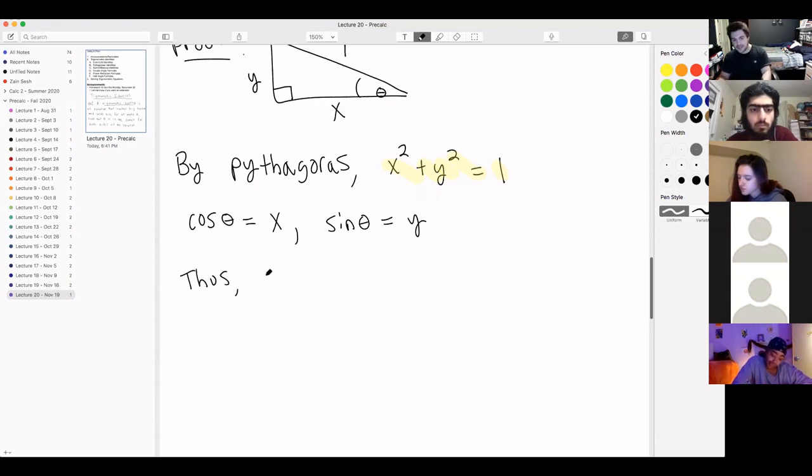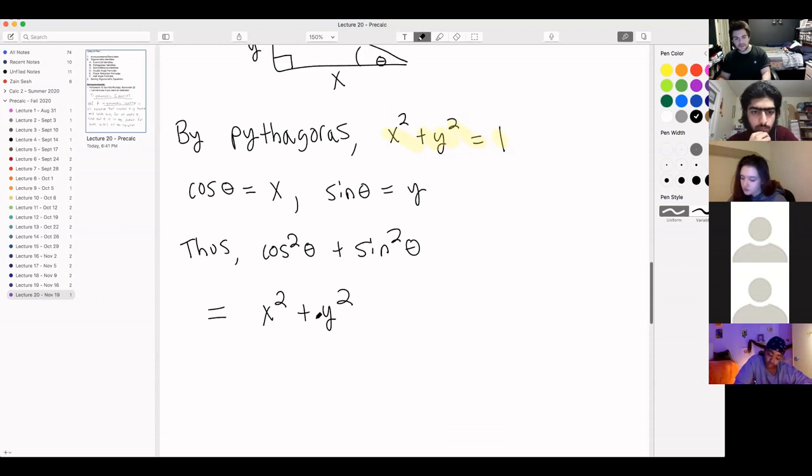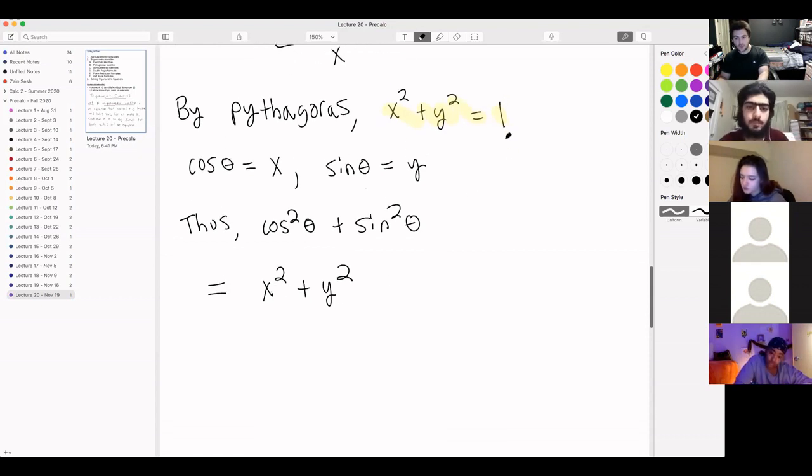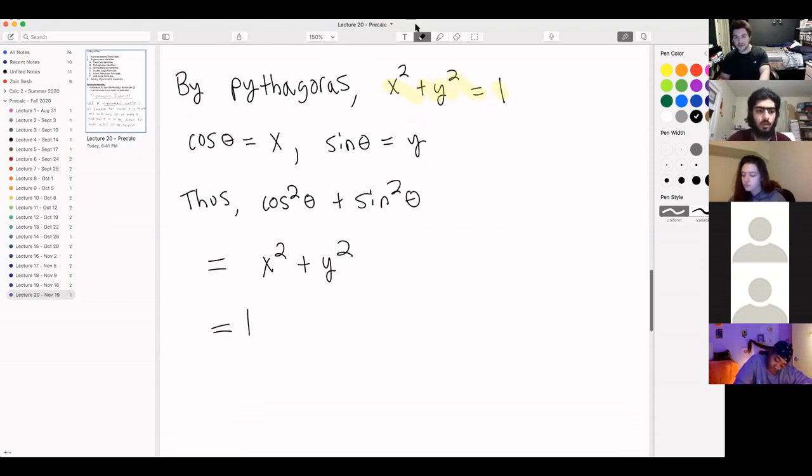So thus, cosine squared theta plus sine squared theta is equal to, well, if cosine theta is x, then cosine squared theta is x squared. If sine of theta is y, then sine squared theta is y squared. Right? Well, what do we know about x squared plus y squared? It's 1 by Pythagoras. So we're done. We did it. So here it is. Cosine squared theta plus sine squared theta is 1. Very beautiful.